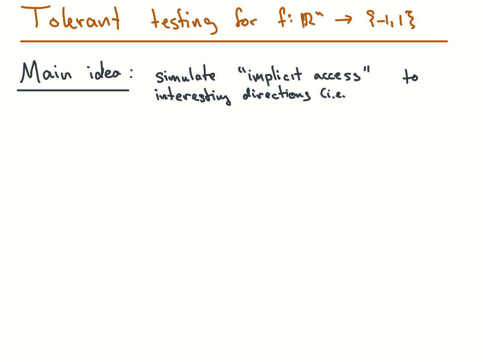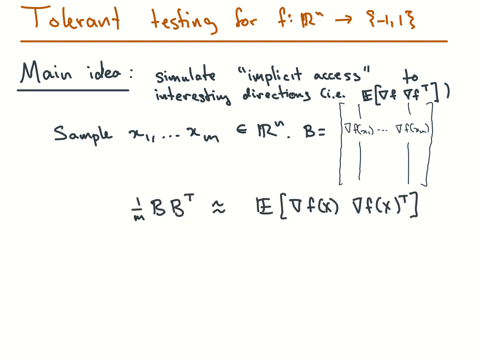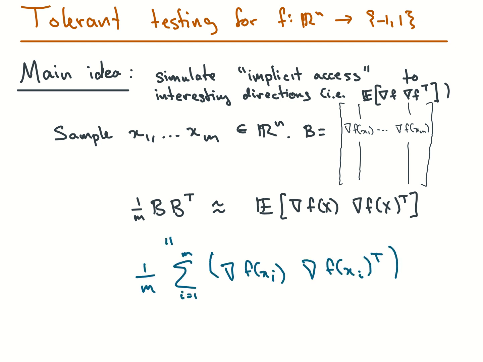Now, before I get into any actual details, let me tell you very roughly how we construct this implicit access to coordinates. So imagine that we sample a bunch of points, x1 through xn, in Rn, and we stack up the gradients of f, which remember we smooth so that it has a gradient, in a matrix B. Now, B transpose B is an estimate for the covariance matrix that I wrote above, because the covariance matrix is an expectation, and this matrix is an empirical average. Now, remember, I can't write this down because it's n by n.